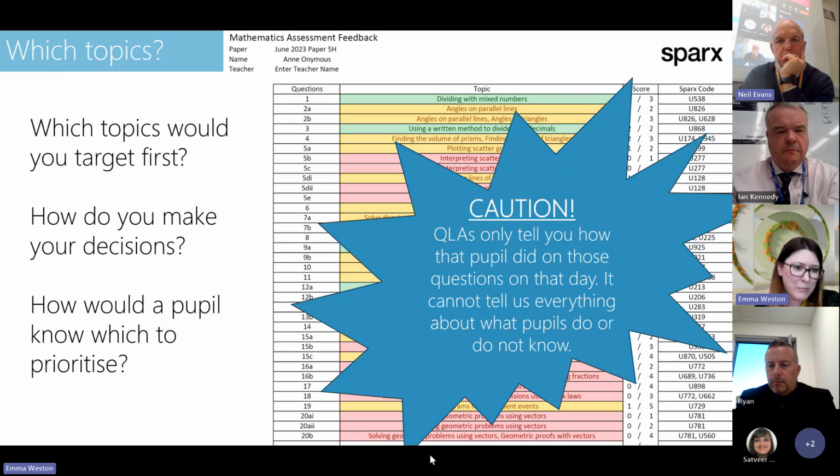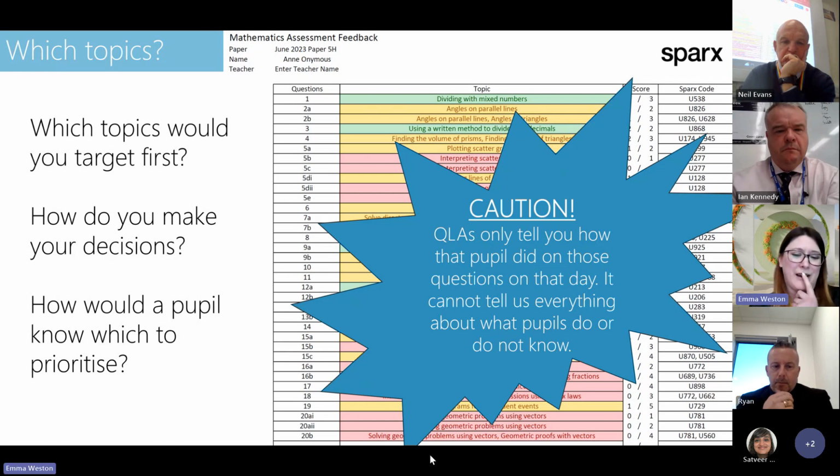We've also got someone on the Jamboard suggesting starting with the amber ones as they partially get it. So that means that we're not going straight for things that they've got no clue about at all. We're trying to make sure that they're maximising marks on things where they already have some idea.